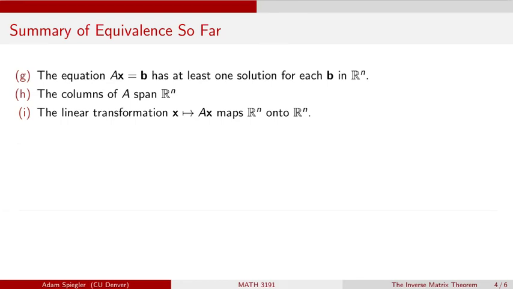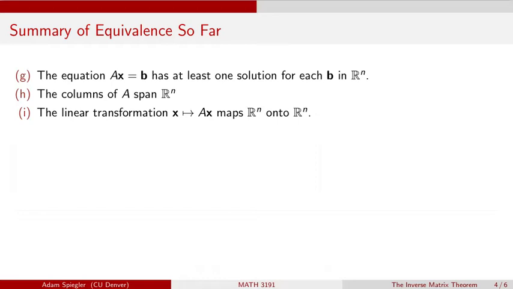Okay, so let's consider some additional statements. So we've already considered statement G. Now let's consider, which is that the equation AX equals B has at least one solution for each B in Rn. And now we can add statement H, which says that the columns of matrix A span all of Rn, and statement I, which says that the linear transformation that X is mapped to A times X is going to be an onto map. That's going to map from Rn onto all of Rn.